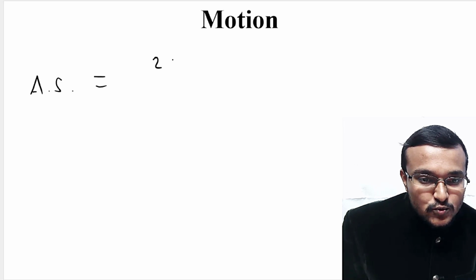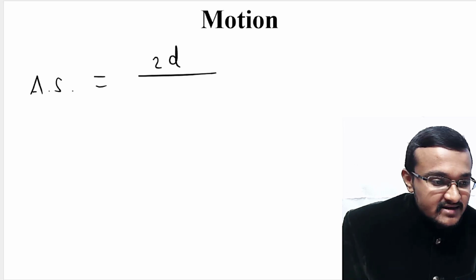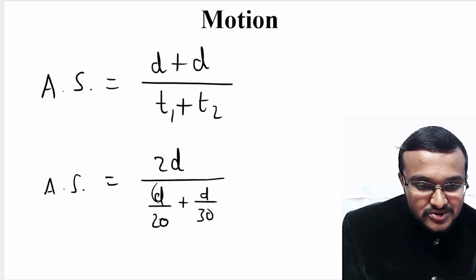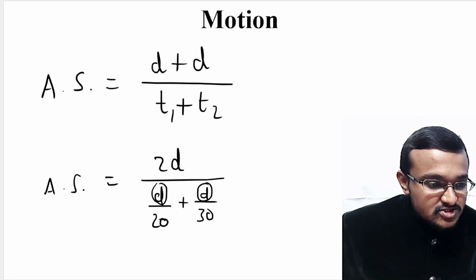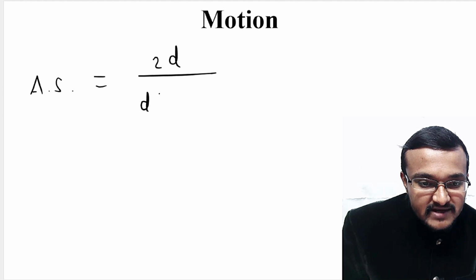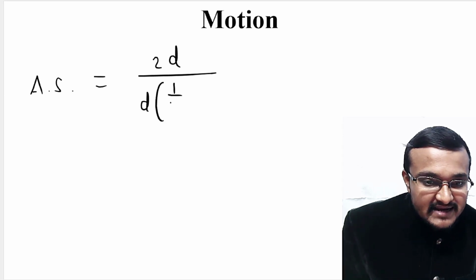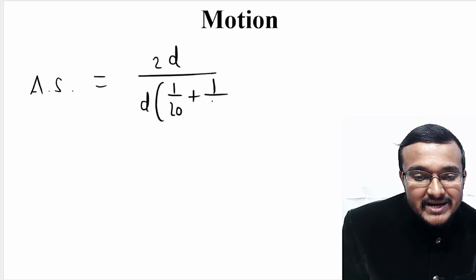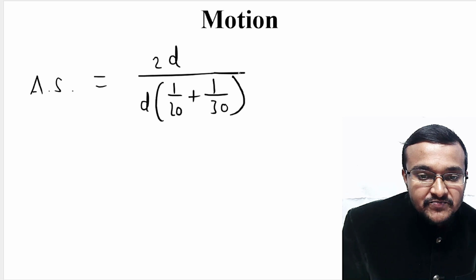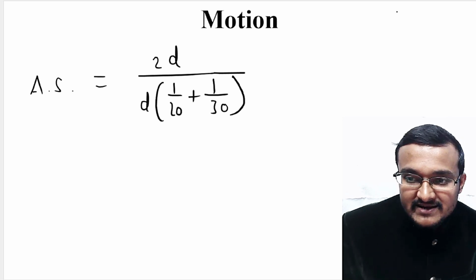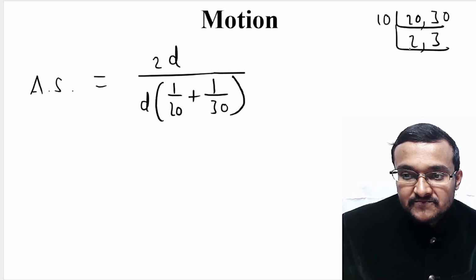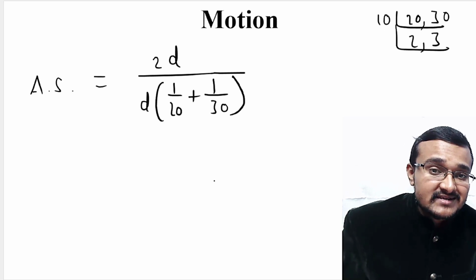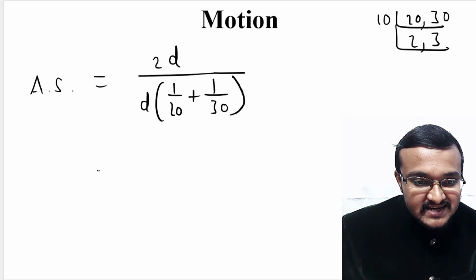So here 2d is there in the numerator. Here you can see d is there, and here also d is there. You can take d common from both of them. So when you take d common from both of them, what will be remaining inside the bracket? Inside the bracket, 1 by 20 plus 1 by 30 will be remaining. Now you can take the LCM of 20 and 30. What is the LCM of 20 and 30? You can take 10, 2, 3. So 3 2s are 6, 6 into 10 is 60. So 60 is the LCM.